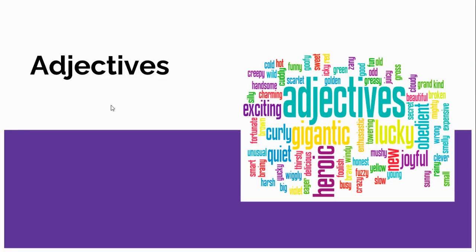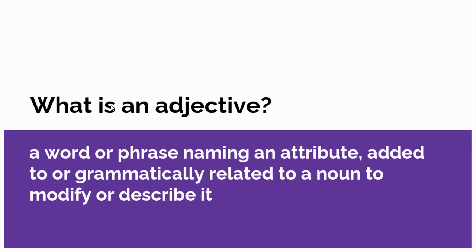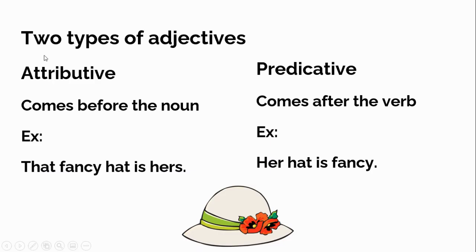Today we're going to talk about adjectives. First of all, what is an adjective? An adjective is a word or phrase naming an attribute added to or grammatically related to a noun to modify or describe it. There are two main types of adjectives.